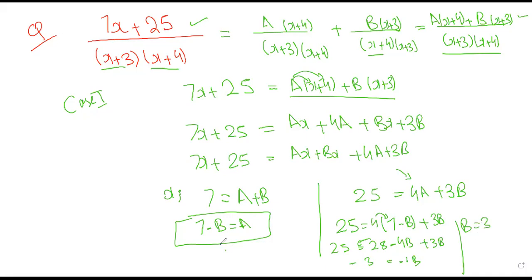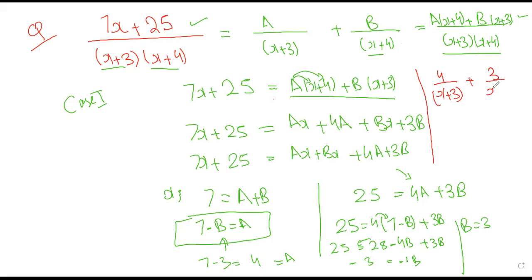If b is 3, we'll use 3 here, and that will give us 7 minus 3, that is 4, that is a. This means that my partial fractions would be, this is what I had. I'll just plug in the values of a and b, so it is 4 by x plus 3 plus 3 by x plus 4. This would be the answer. So Asad and Zahib, did you understand this completely? Yes, ma'am.